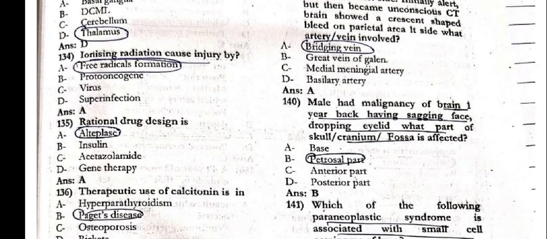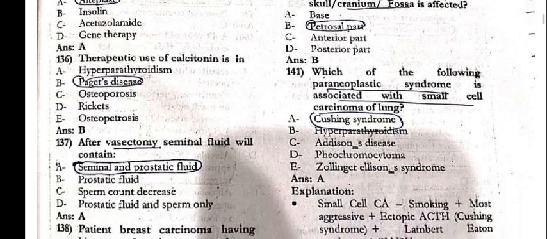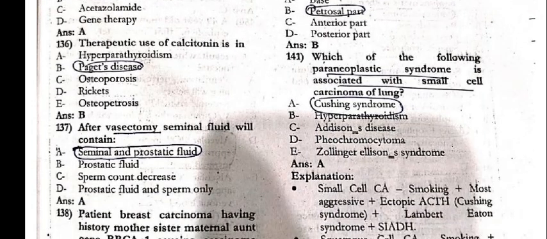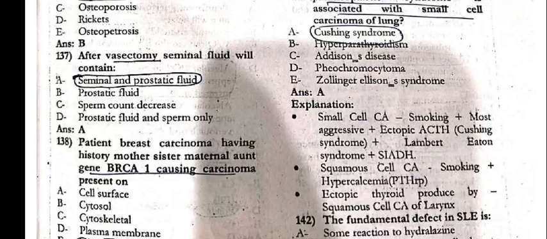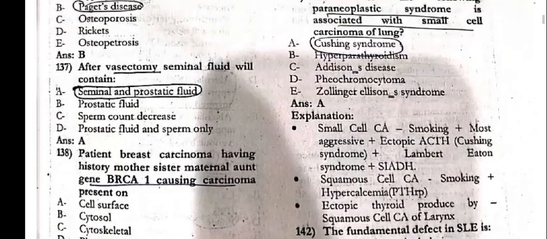135, the rational drug design is the alteplase. 136, the therapeutic use of calcitonin is in hepatitis. 137, after vasectomy, seminal fluid will contain the seminal and the prostatic fluid. Next, 138, the patient having breast carcinoma has a history of the mother, sister, maternal aunt having it. Gene BRCA1 causing carcinoma is present on the nucleus.